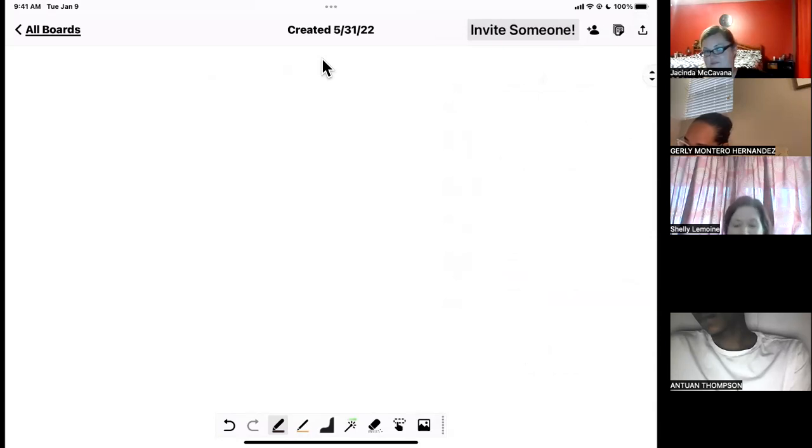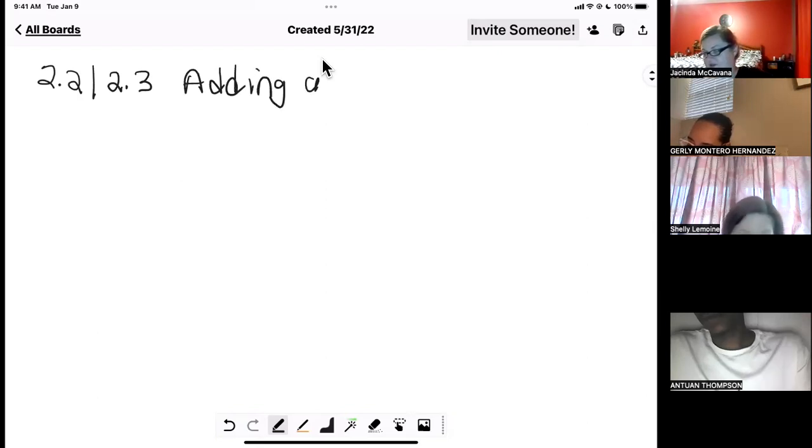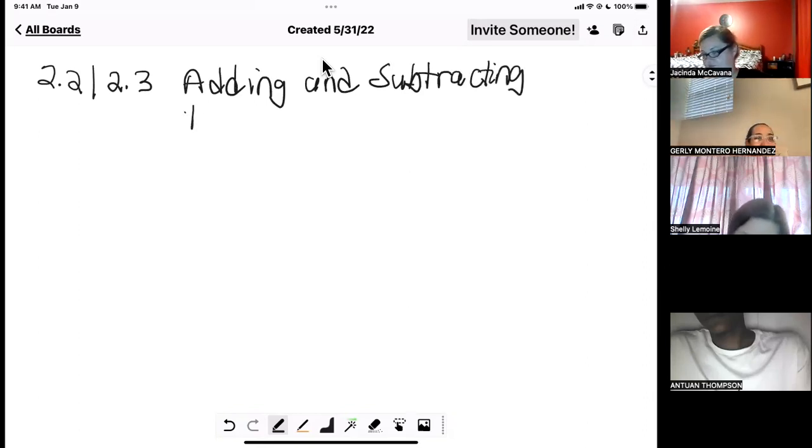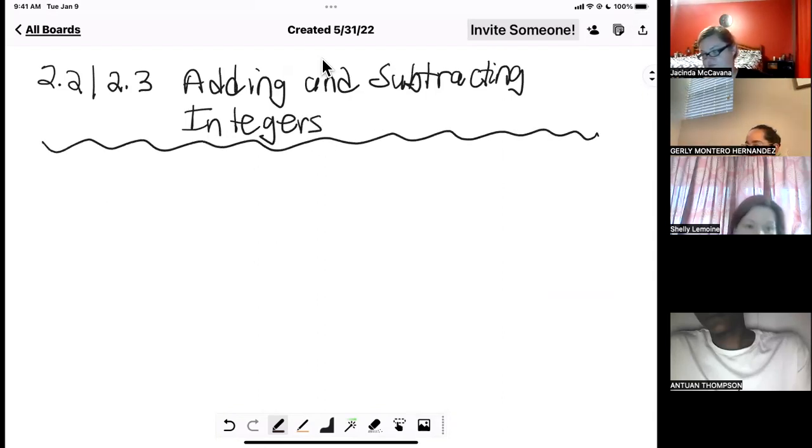I don't like that, so I put them together because I think doing them together makes more sense when you get to understand them a little bit. I'm going to call this 2.2 and 2.3. I put them together, so we're going to do adding and subtracting integers. It's much easier to understand them when they're together.